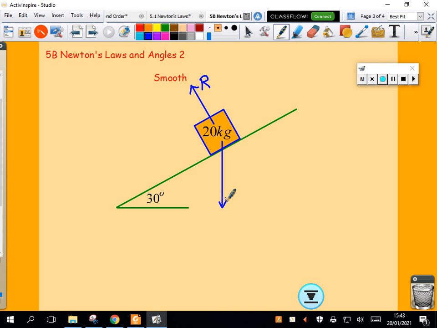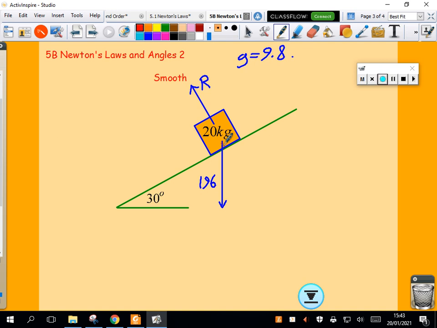Remember, weight is always mass times little g. I'm going to just give little g the value 9.8. So 20 times 9.8 will be 196. So that's my weight force here. The weight of this object is 196 newtons.